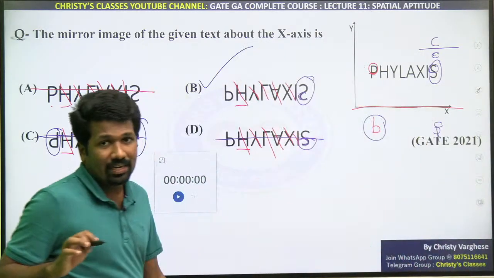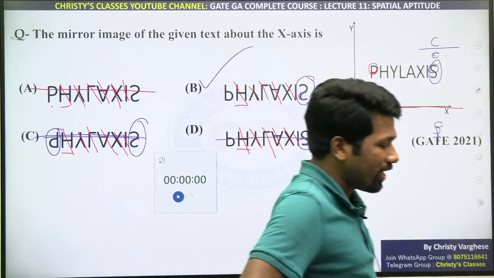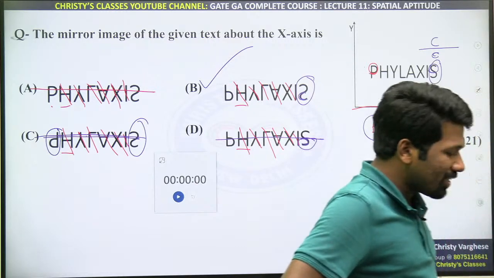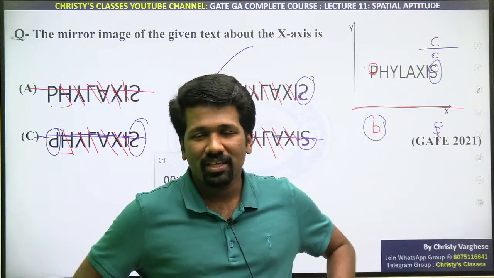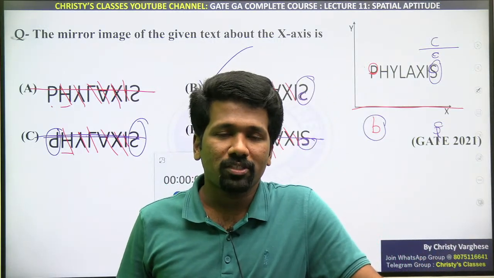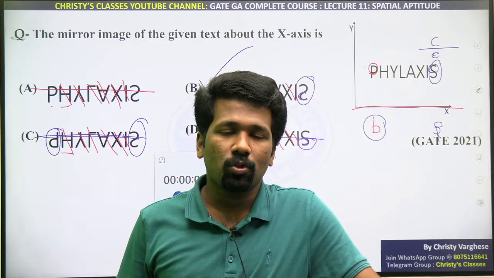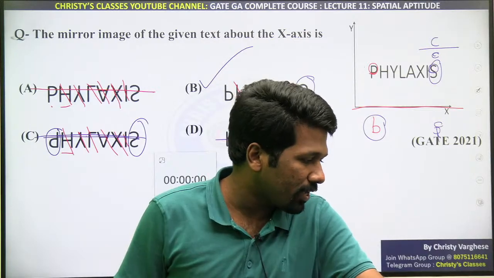One way of tackling it. There are different approaches for this kind of question. Is one approach clear or not? First, delete the unwanted things from the options. That means delete the parts of the options that look exactly the same, the letters that are the same in all the options. Then start analyzing the remaining letters. That itself will give you clarity.